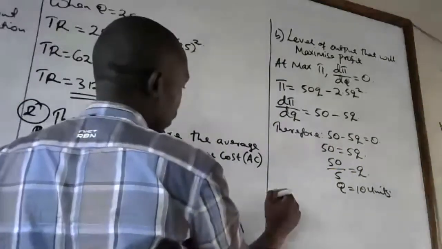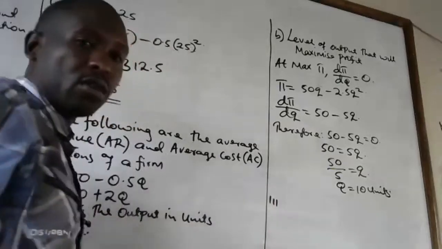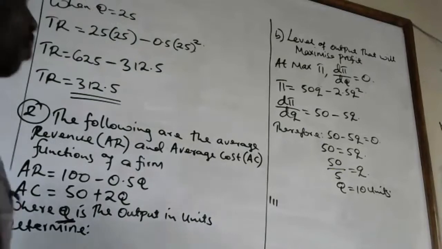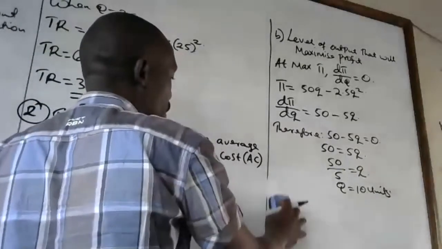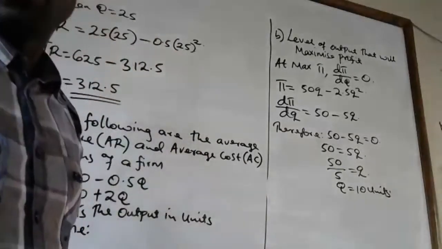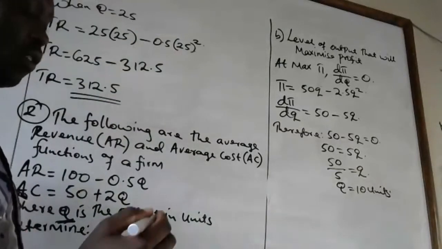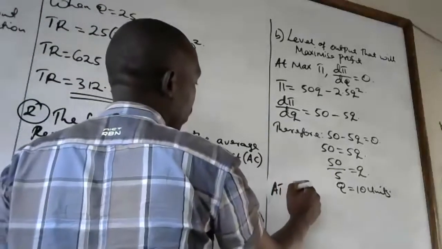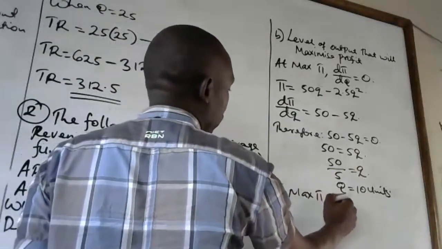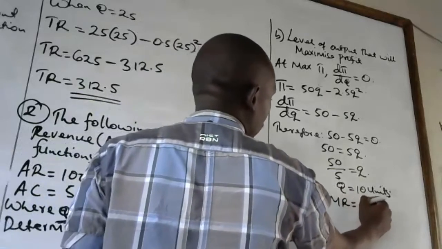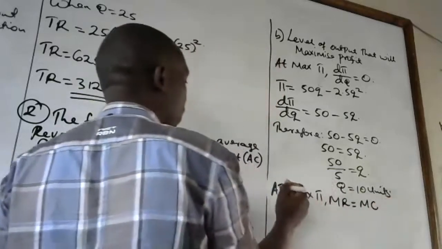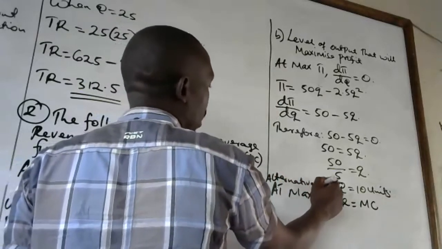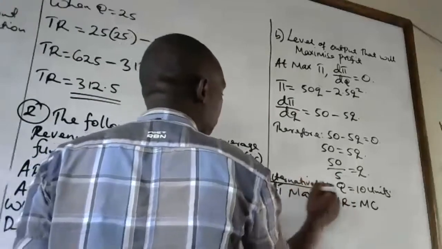Before I go to part 3, it is worth noting how else you can get the number of units that maximizes profit. I think I had mentioned this, but it is good we put it in practice. At maximum profit, also marginal revenue is equal to marginal cost. This is an alternative way of getting that.